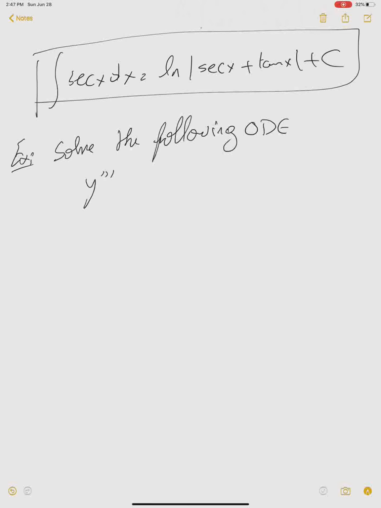Okay, now an exercise. Solve the following ODE: y triple prime minus y prime equals tangent x, where x is between minus pi over 2 and pi over 2. Remember, I want everything to be continuous, and tangent x is continuous except at pi over 2 plus k pi.